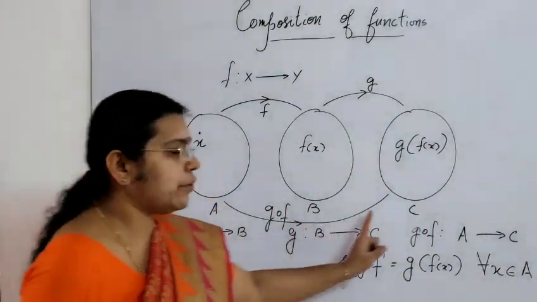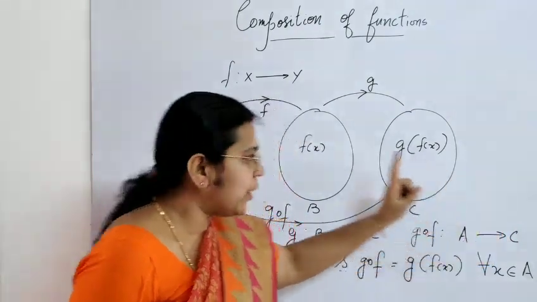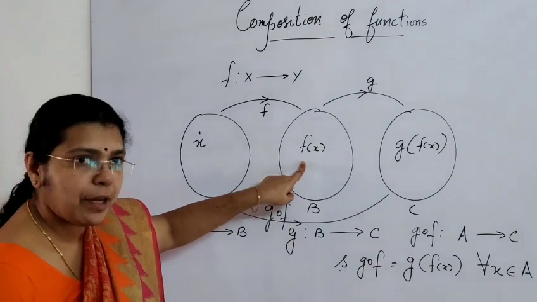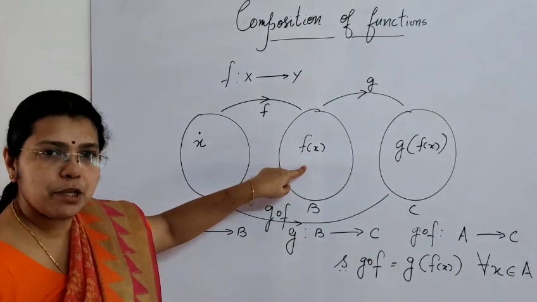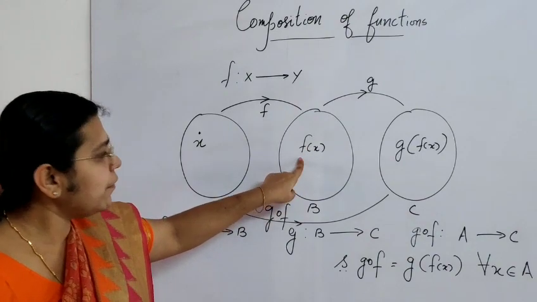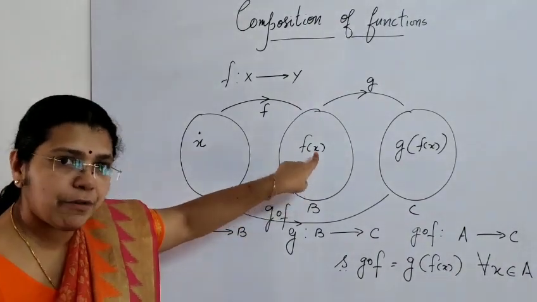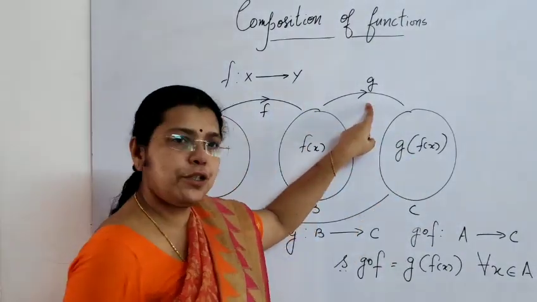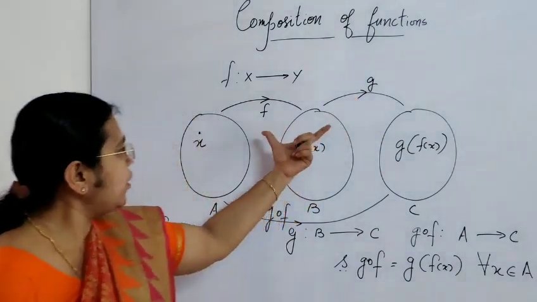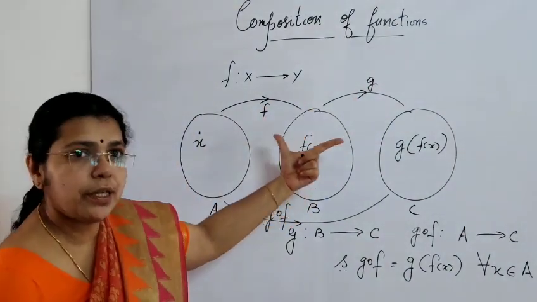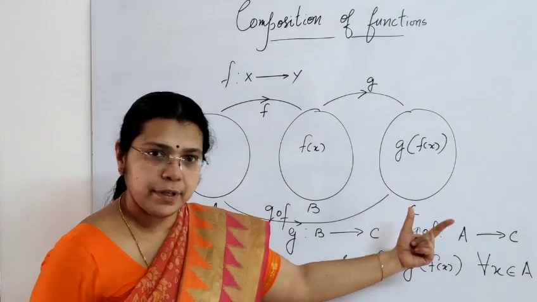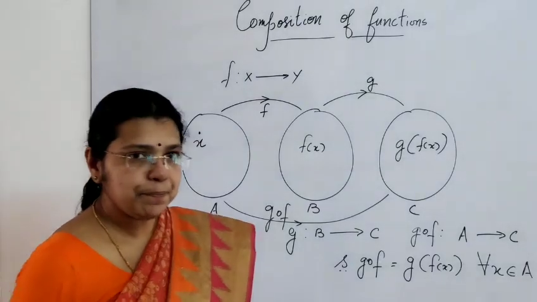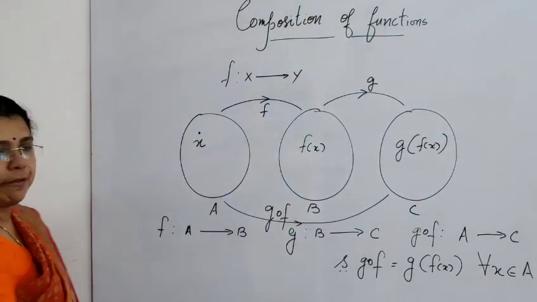g o f is a function from A to C. How did we get g o f? It is a mapping from A to B by the function f. The function f maps the elements of A to B, and then what I get here is f of x. f of x is an element in B. Now f of x is mapped to C under the function g, right? And this combination or the composition is called g o f, right? g o f is a function from A to C. Am I clear? Okay, so this is how I define this.